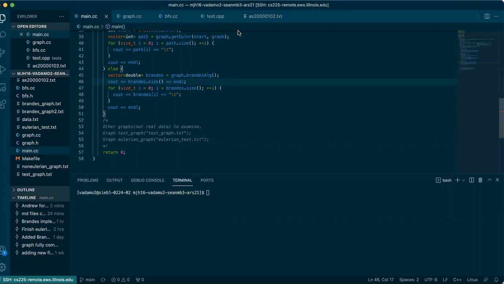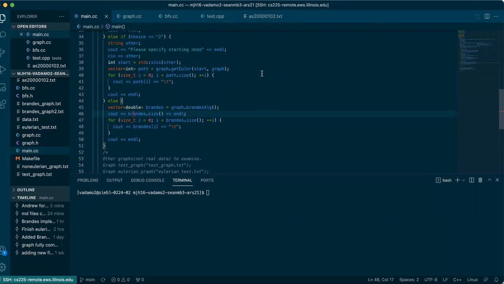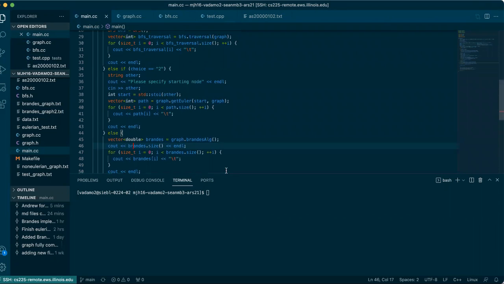And then in specific goals, we aim to implement two different algorithms and a traversal. The traversal was the BFS, breadth first search algorithm or traversal, and then Brandes algorithm and the Eulerian cycle identification. And then we outputted our data through a little UI interface.